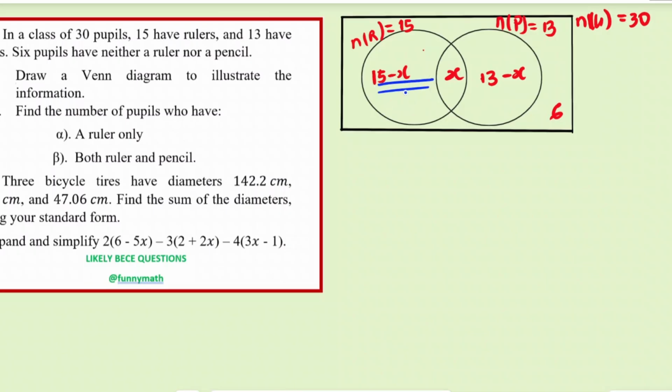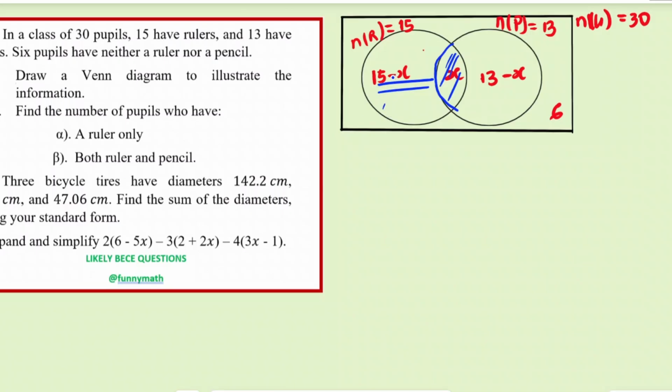This portion is for rulers only, but the whole of this circle is for those who have ruler or rulers. What you have to know is that some portion of those who have pencil is also in this circle. So when you take this portion out, it will be left with those who have only rulers. And that's what we call ruler only. So they want this portion.